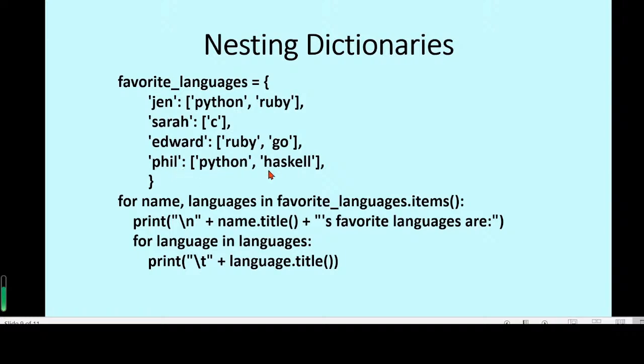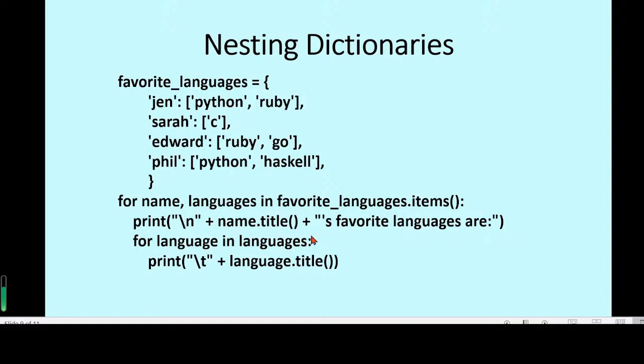For example, Phil has two programming languages, and Jan also has two programming languages, but Sarah has only one programming language. Next, we can write a for loop: for name, languages in favorite languages items. The items method will get key value pairs. So the key is the name, and languages is the value for this person. Then we can print the name, title form, favorite languages are.